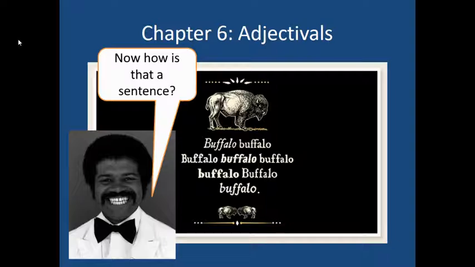We're going to go full circle in this unit, and we're going to come back to this sentence and talk about how we know it's actually a sentence. It's also very particular about which buffaloes are capitalized and which ones are lowercase. But listing the word buffalo 8 times in a row is actually a real sentence.